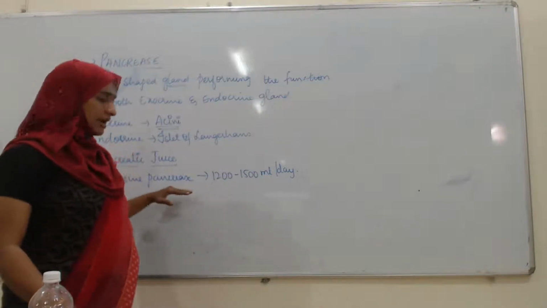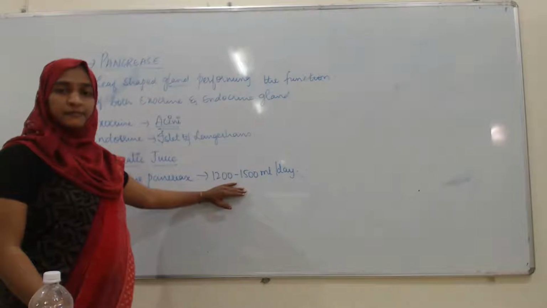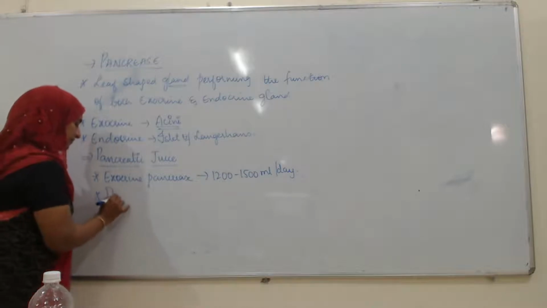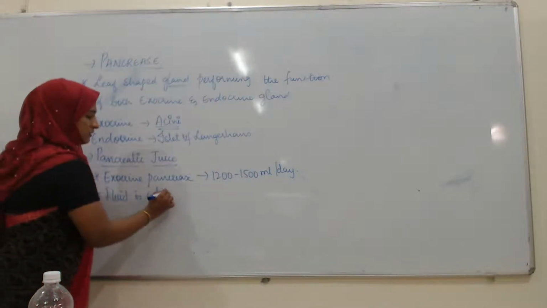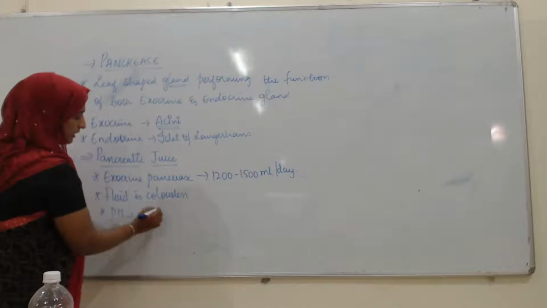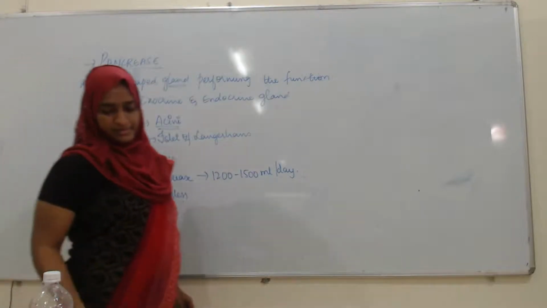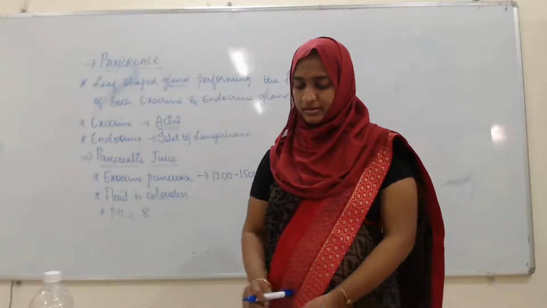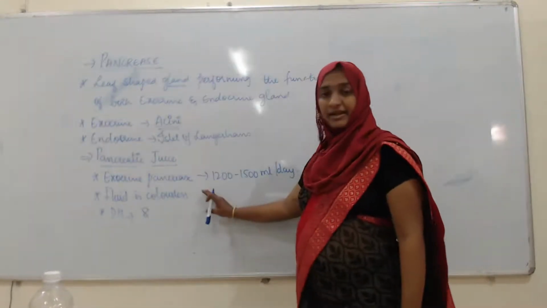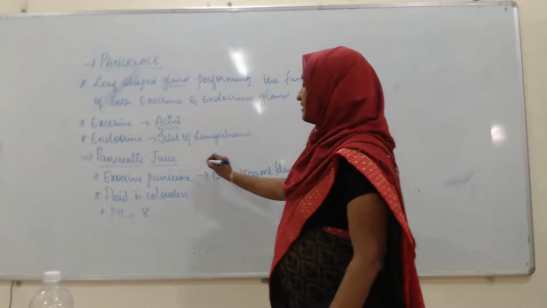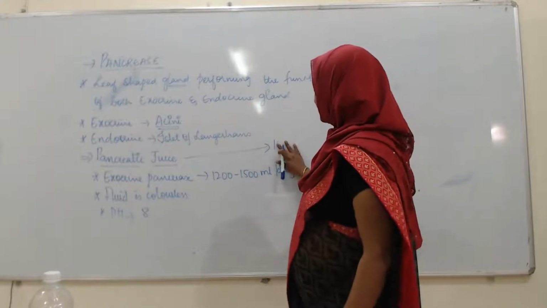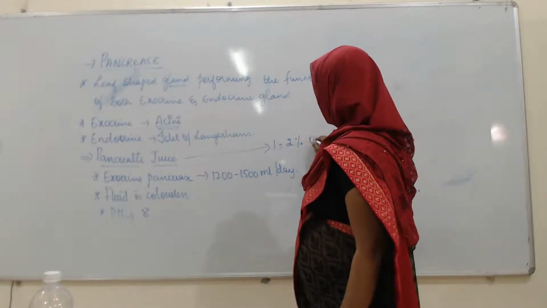And the pancreatic juice which is secreted from the exocrine part is colorless. That fluid is colorless. And what will the pH be? The pH is about 8. That is alkaline. Okay. The next, here, what does the pancreatic juice from the exocrine part contain? It contains 1 to 2% of organic material.